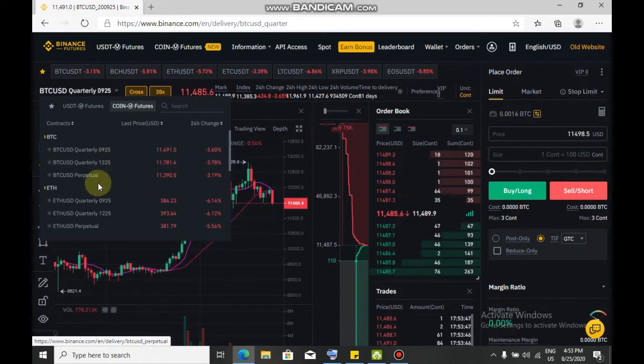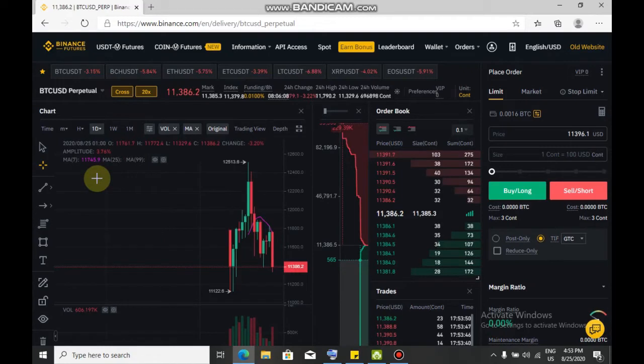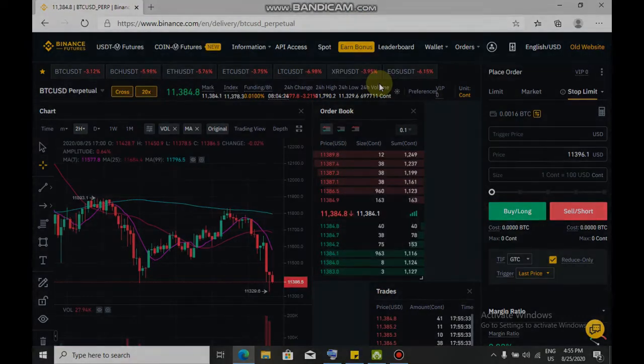Okay, we'll be moving to perpetual swaps. Now perpetual swaps do not have expiry dates. You hold trades for a longer period of time. That's just the main difference. Quarterly futures expire. Perpetual swaps do not expire. That's it. You could hold trades for months, even years, if you want, in a perpetual swap.